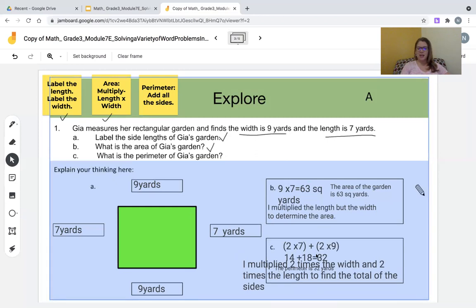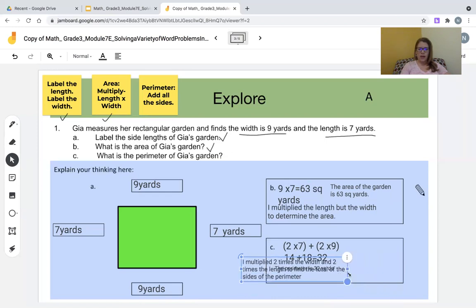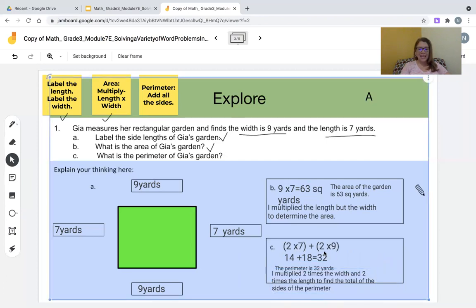Now, students and scholars, we have just completed the Explore section of this lesson using to-do steps. We have determined the area and the perimeter, and also labeled each side.